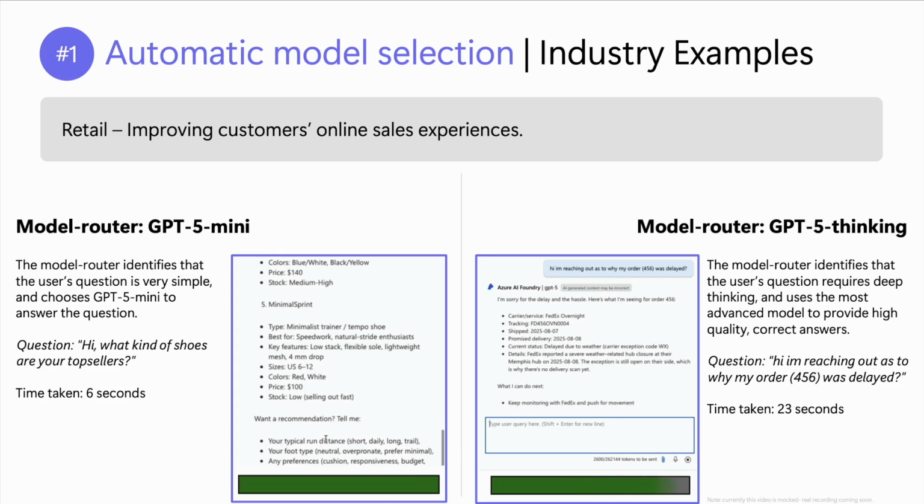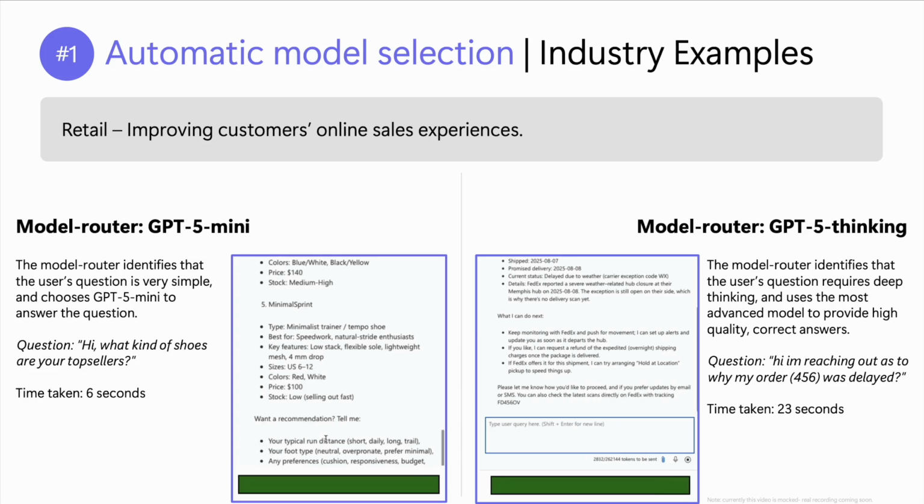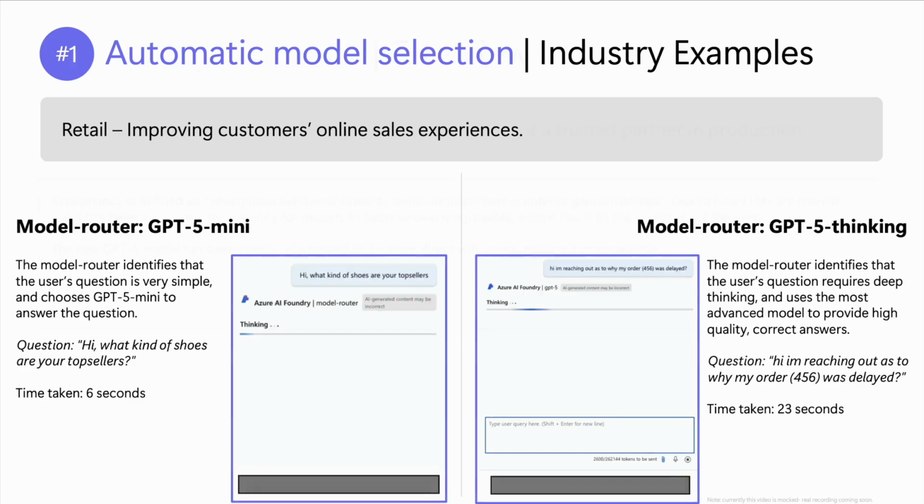The question that was asked on the right was, hey, I'm reaching out to ask why my order was delayed. This is a bit more complex, and the model needs to reason over a number of different data sets to answer that question. And this took the model about 23 seconds to fully finish answering, about 10 seconds to start responding. So you can see that the model router can direct simple questions to smaller models and more complex questions to bigger models, giving a better customer experience.